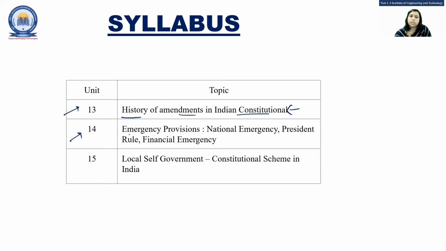In Unit 14, it's all about emergency provisions: national emergency, presidential rule, as well as financial emergency. These three kinds of emergency will be discussed. And the last unit is about local self-government, in which the constitutional schemes in India for local self-government will be covered, like Panchayat rule and everything. So that will be covered in Unit 15. That is how the basic outline of the Indian Constitution subject is explained in your GTU syllabus.